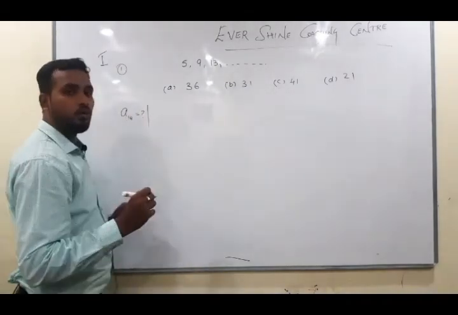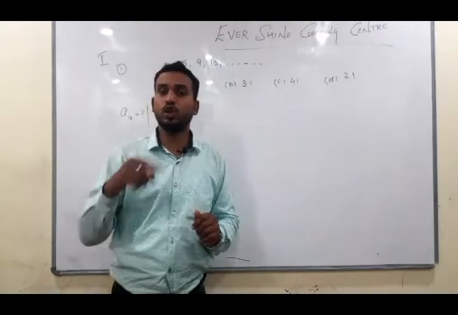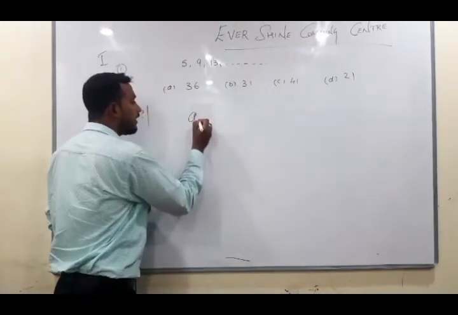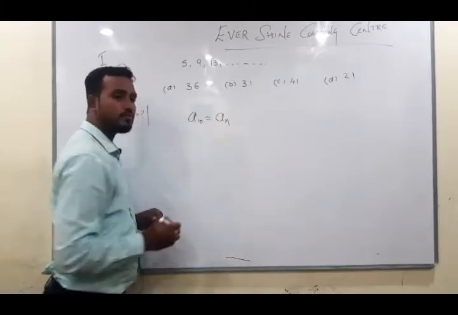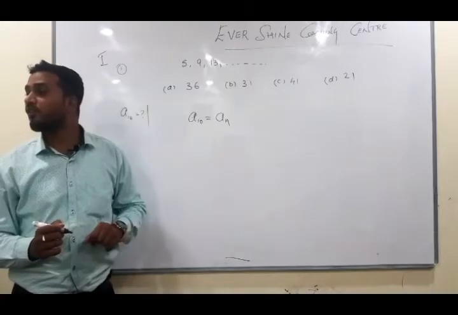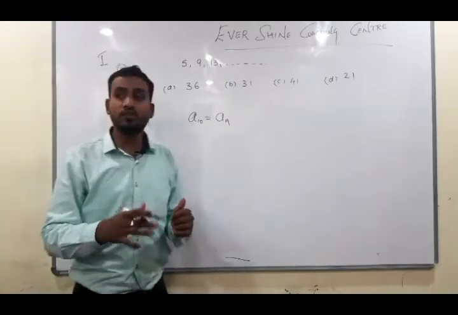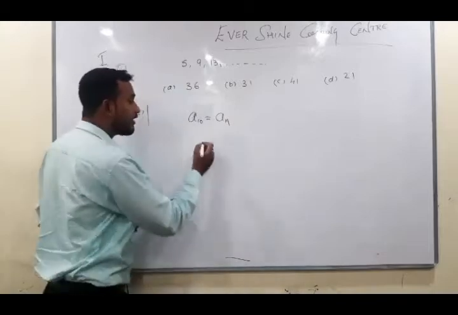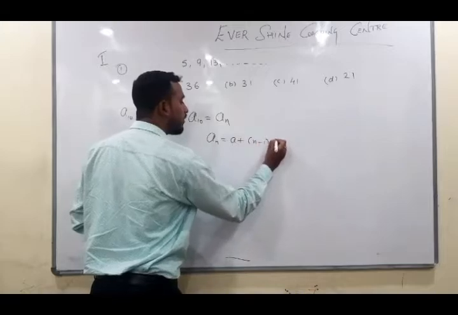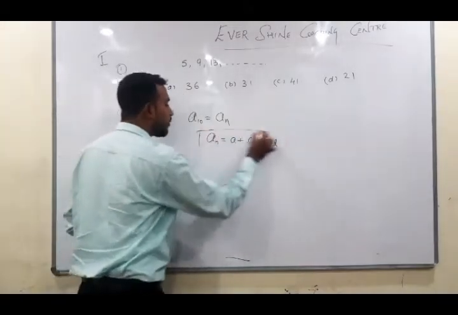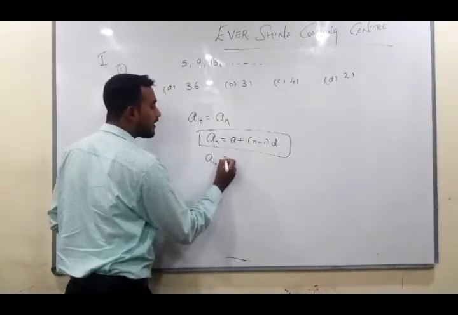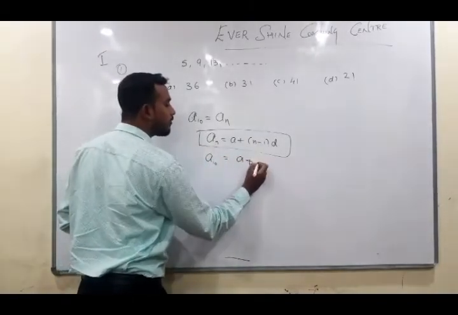Now, what is the 10th term formula? See here, the 10th term is in the form of an, just in place of n we have 10. So, what is the formula to find an? We usually use the nth term formula. an is equal to a plus (n minus 1) into d, right? So in place of n shall we substitute 10? So a10 is equal to a plus (10 minus 1) d, that is 9d.